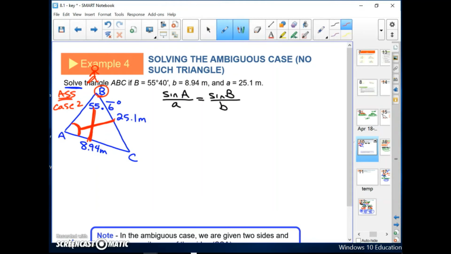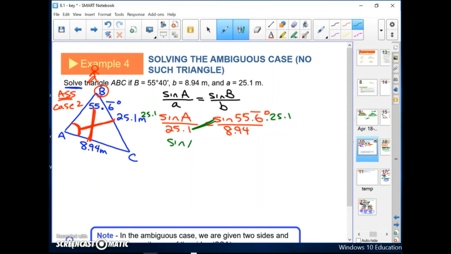So let's fill in for what we've got. My missing variable is A, so we'll have sine of angle A over side A, 25.1, equals sine B, so that's sine 55.6 repeating degrees, over side B, which is 8.94. So there's my proportion. You can think about it as cross multiplying if you want, or you can think about multiplying both sides by 25.1 if you want. I kind of think about it as just multiply this up. But sine A is going to equal whatever we get when we multiply that side.